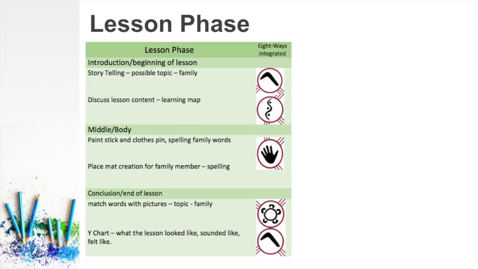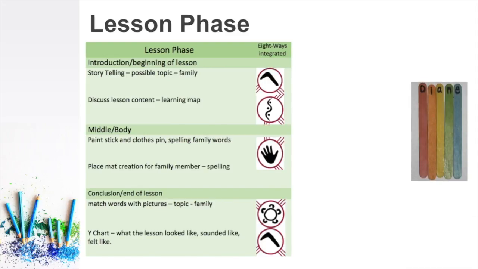An example of a lesson phase can include the introduction, including storytelling. A possible topic could be family, where the students discuss their family life, and then they can have a discussion about the content of the lesson that they're about to be involved in, so they can do this with a learning map. The middle of the lesson can include paint, stick and clothespin activity for a non-verbal activity, so they can spell family words, linking it to the beginning of the lesson.